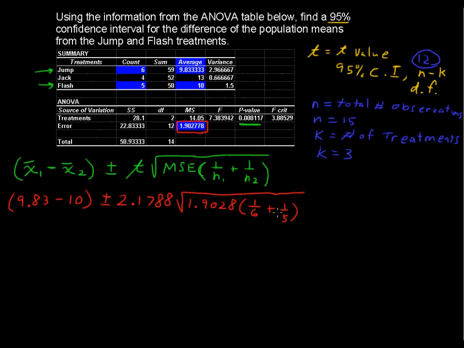Simplifying all of this, add these fractions first, and then multiply, and then take the square root, and then multiply that result by 2.1788, and you get negative 0.17, that's 9.83 minus 10, plus or minus the product of all of this, and that is, rounding, 1.82. So your confidence interval in the end is negative 1.99 to 1.65.